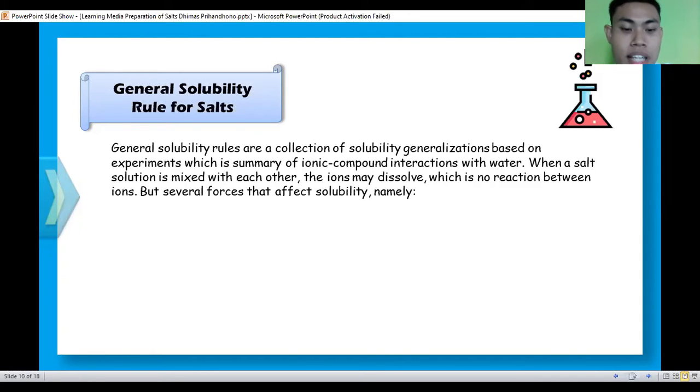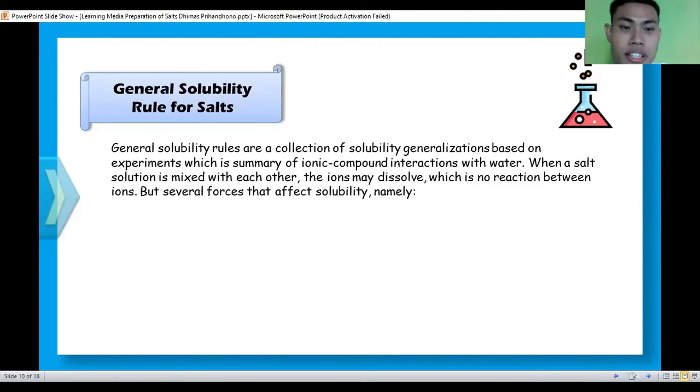And now we know these as the general solubility rules for salts. General solubility rules are a collection of solubility generalizations based on experiment, which is a summary of ionic compound interaction with water.